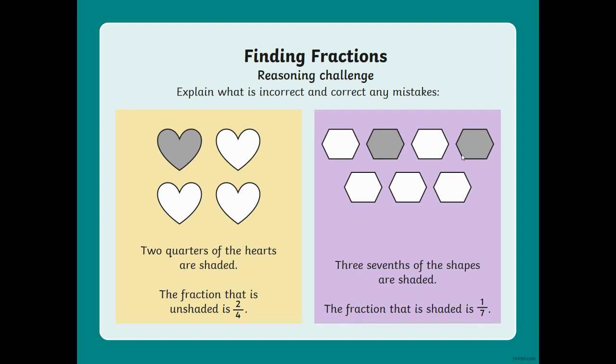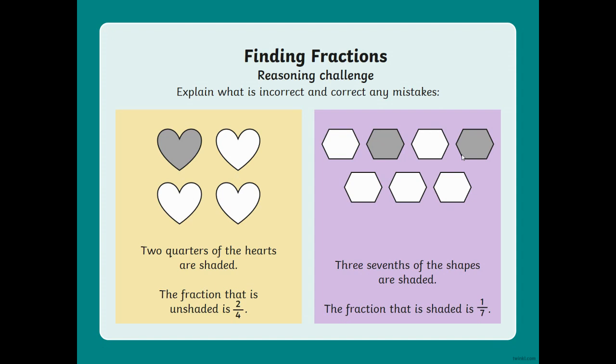First off, it says 2/4 of the hearts are shaded. What is a quarter? How much is a quarter? A quarter is 1/4. So if 2 of the quarters are shaded, that means 2/4 would be shaded. I don't see that 2/4 are shaded. I only see that 1/4 is shaded. So that should say 1/4 of the hearts are shaded.